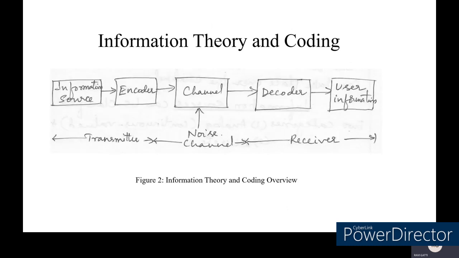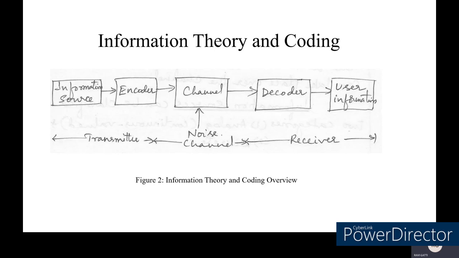In precise terms, this is the overview of what you are going to study in this subject. You have a source of information. From this source information, we convert to binary values through the use of an encoder. From the encoder it is given to the channel, and from the channel it is given to the receiver end. We will be working on some algorithms on the transmitter side, some on the channel side, and also some on the decoder side.